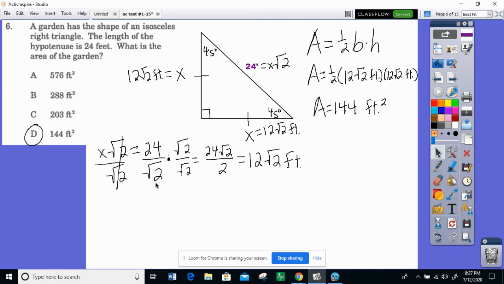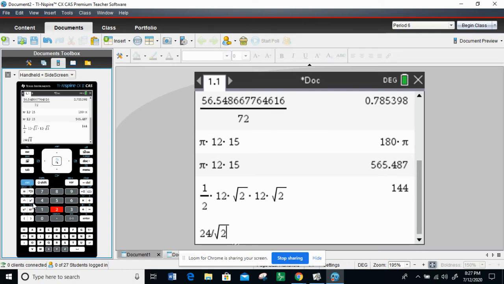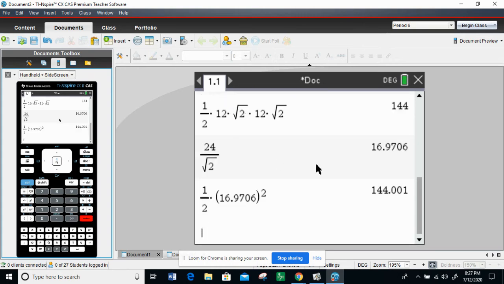Also, if you wanted to do this without doing the reduced radical form, if you just did 24 divided by the square root of 2, that's 16.9706. You could also get away with doing 1/2 times 16.9706 times 16.9706. Since we were multiplying two of those sides together, we can square that, and that also gets us 144.